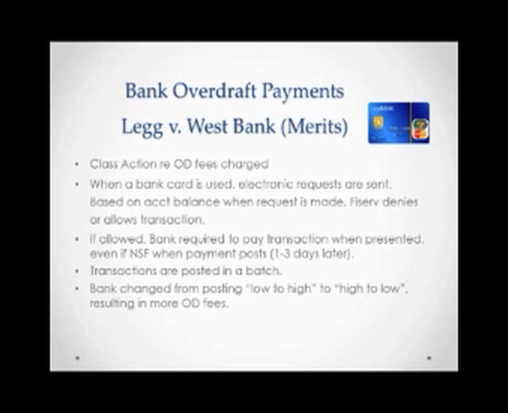As far as the process of the transactions, most of you are probably familiar, but at the point of sale, the decision of whether to deny or allow the transaction is made then. And the posting actually happens 1 to 3 days later, so it hits the account sometime after that point. If the transaction is allowed, the bank is required to pay that transaction, even if sometime in that 1 to 3 day period, the account doesn't have sufficient funds to cover it. And as Gary said, these transactions are posted in a batch, usually at the end of the day.